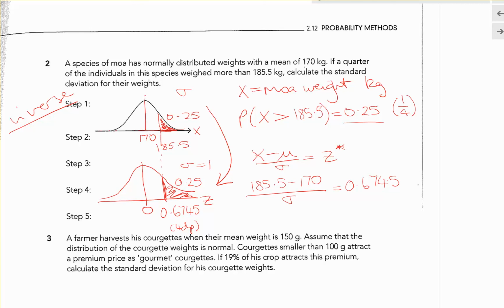Right, you can jump on and use Solver at any stage. We can do a little bit of algebra on that. We can multiply by sigma over on that side, and then we could divide 15.5 divided by 0.6745 to give a value of 23 kilograms, and that's rounded to 2 sig fig. Right, you need to try some more.